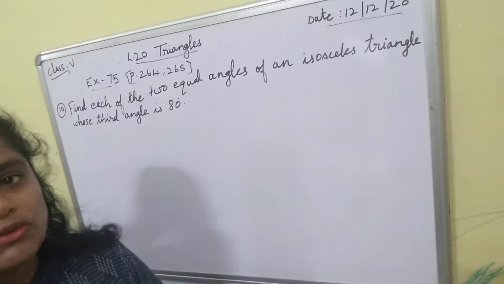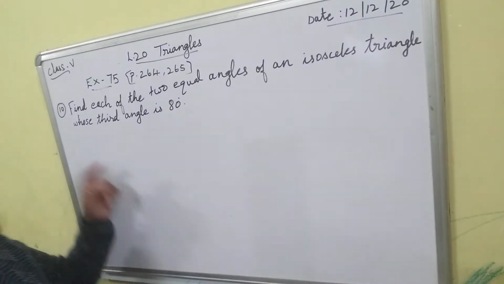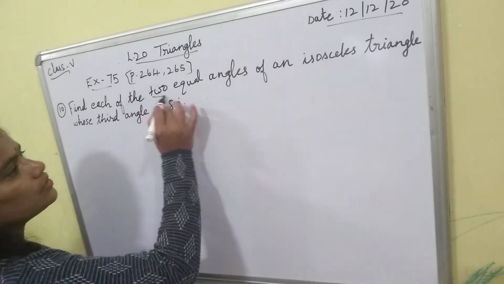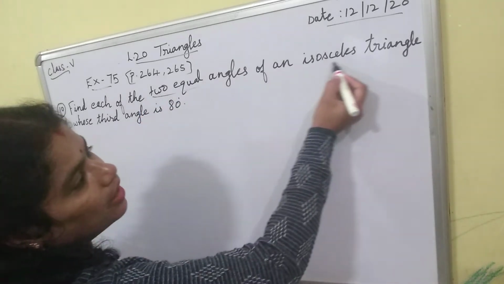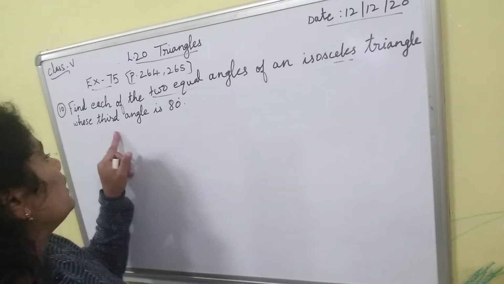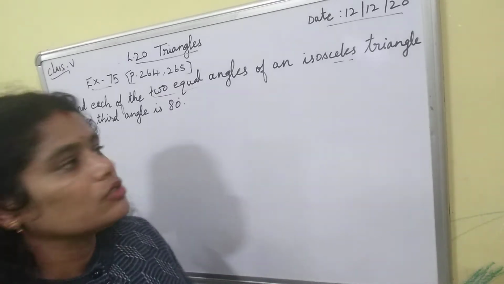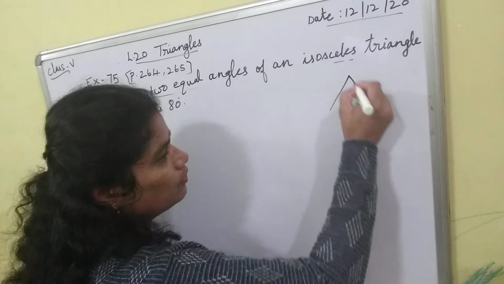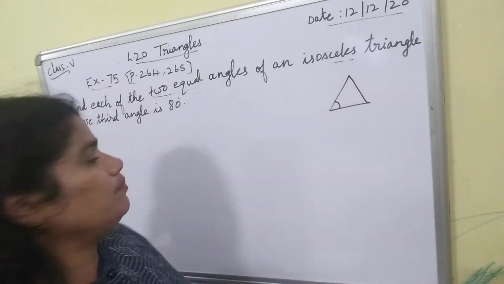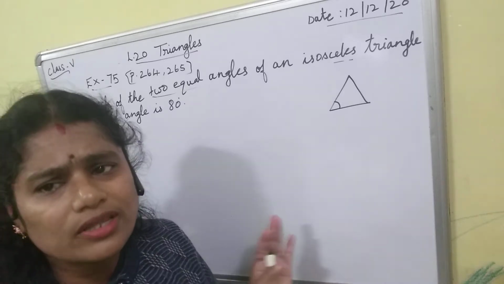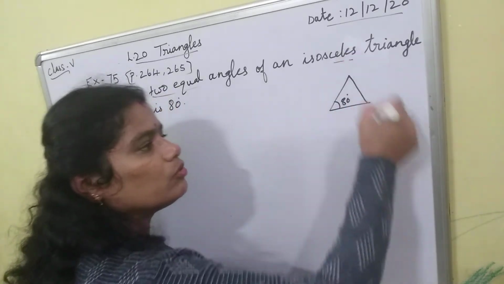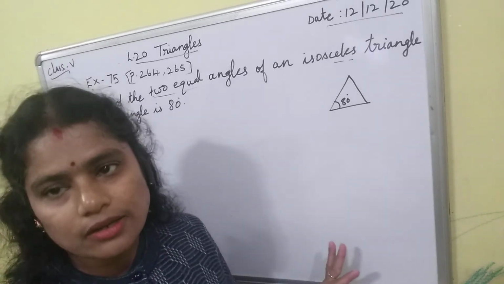Dear children, question number 10. Find each of the two equal angles of an isosceles triangle whose third angle is 80 degrees. So you have to draw the triangle. One means the third angle. Whatever it is, one third angle we got is 80 degrees. Then this will be an isosceles triangle.